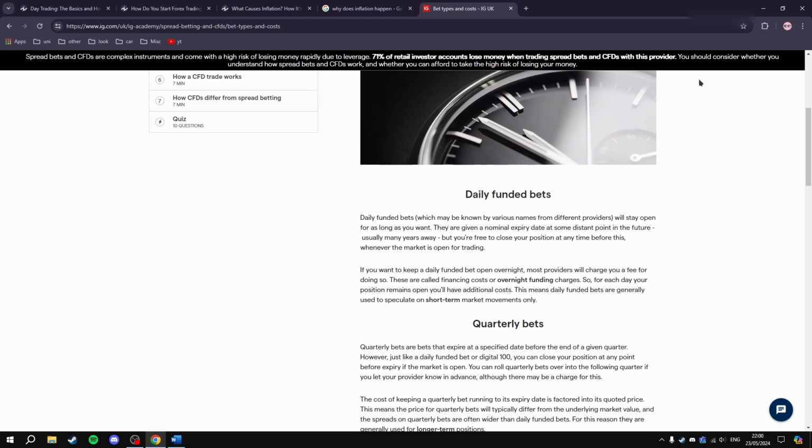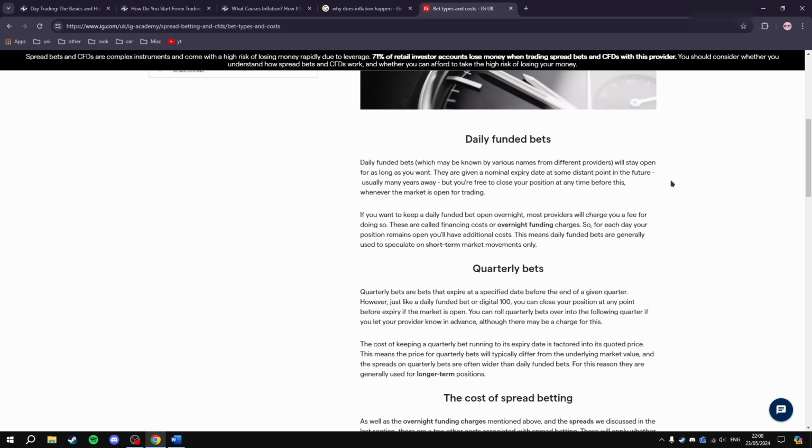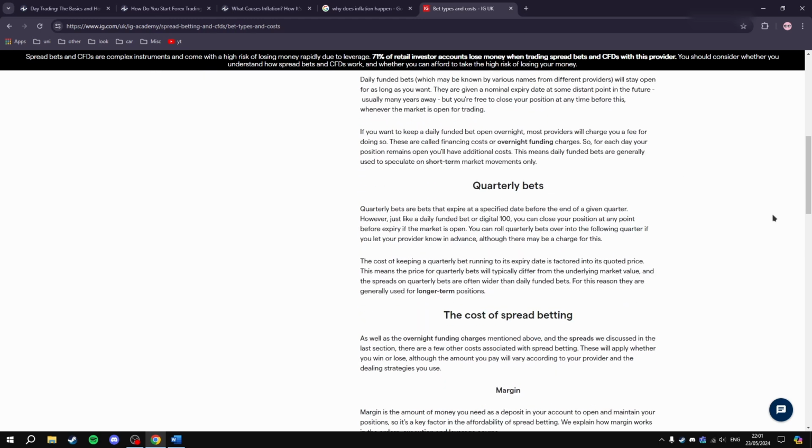So we've got daily funded bets, which basically stay open for as long as you want, and they're given a nominal expiry date at some distant point in the future. But you're free to close your position at any time before this, whenever the market is actually open for trading. If you do want to keep the daily funded bets open overnight, most providers will charge you a fee for doing so. This fee is called a financing cost or overnight funding charge. So for each day your position remains open, you have additional financing costs or overnight funding charges.